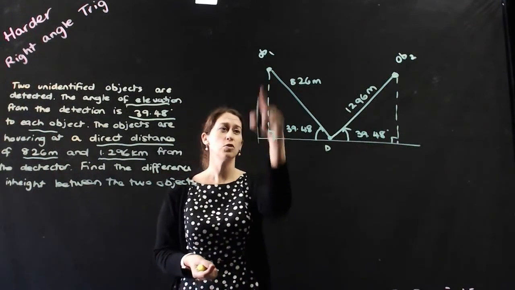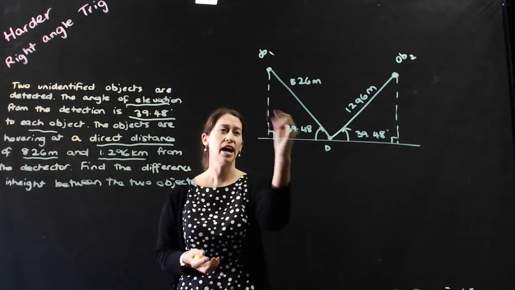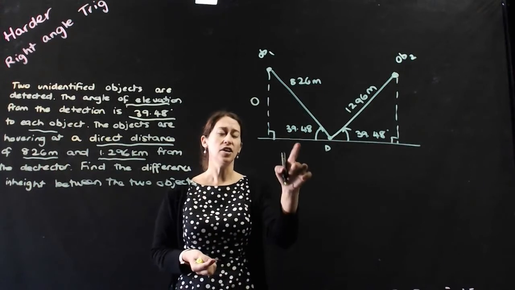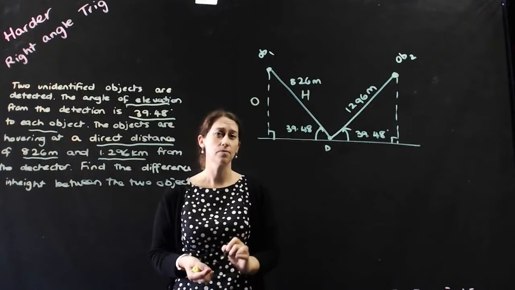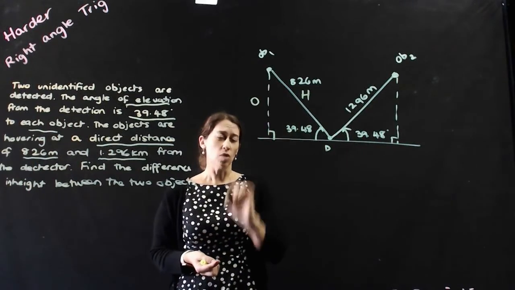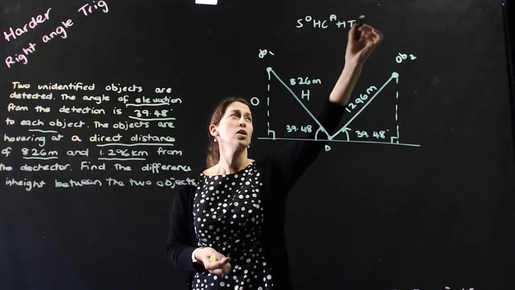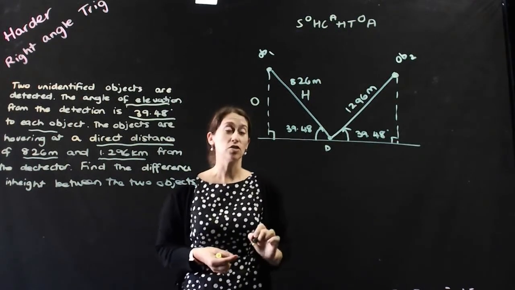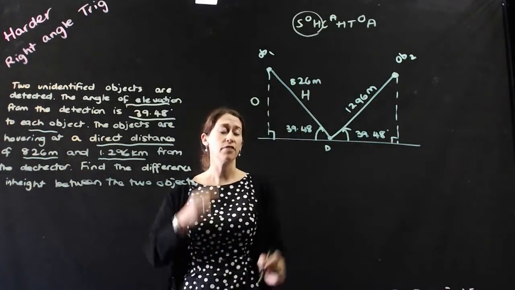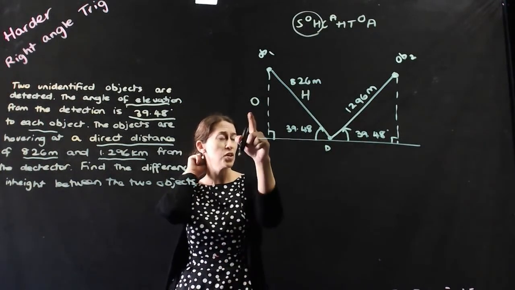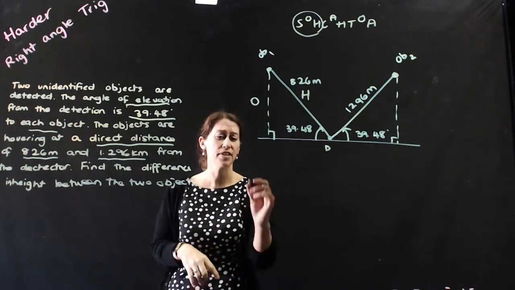So let's first of all focus on object 1. If we look at the height, that's opposite our angle. And the other information that we have is the direct distance, which is the hypotenuse. Let's look at what ratio we'd use against the word SOHCAHTOA. Opposite and hypotenuse, we're going to be dealing with the sine function. We want the opposite. So opposite is the hypotenuse multiplied by the sine of the angle.